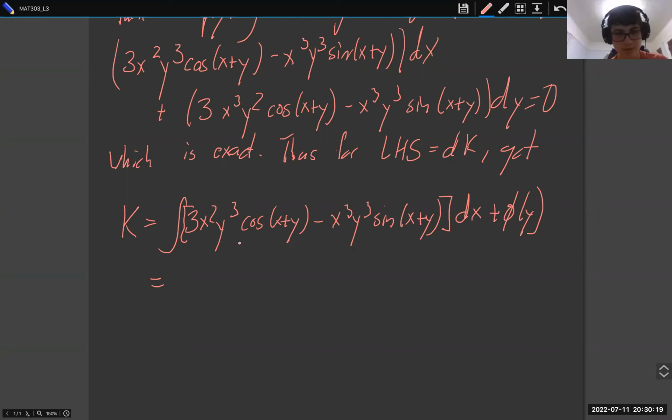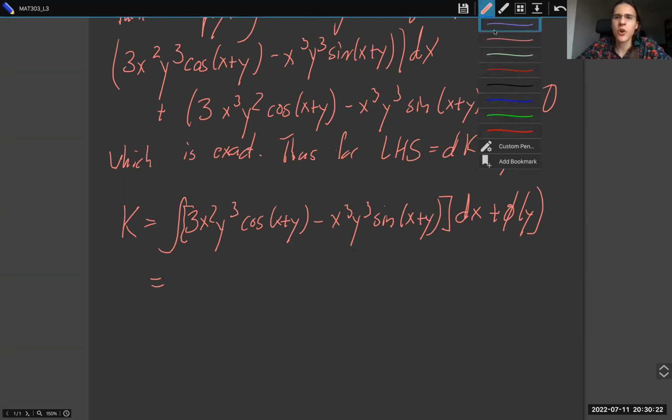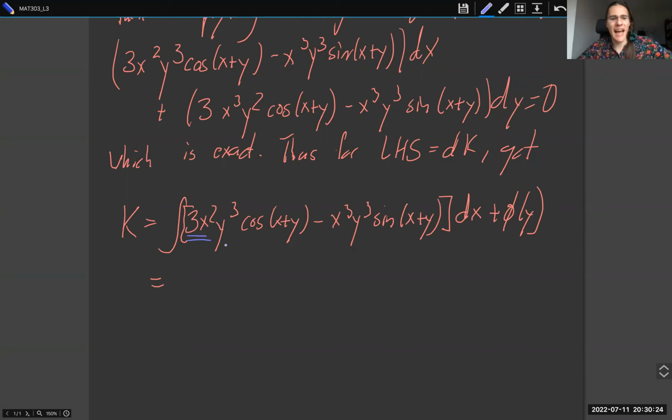Wait, what do you mean? So we can try and integrate it directly, but look, there's a 3x squared here, and then there's an x cubed here. And the derivative of x cubed is 3x squared, right? And then there's a cosine here, and a minus sign here. So it looks like this comes from a product rule application. And so you ask yourself, what product do I differentiate to get that expression? And the answer is x cubed sine of x plus y. Oh, so we keep the y cubed there. And then is it sine or cosine?